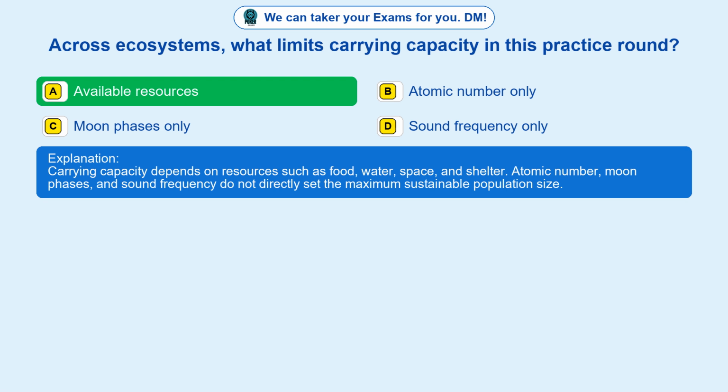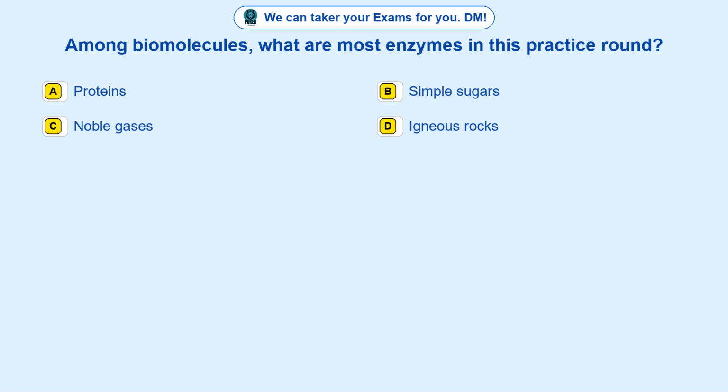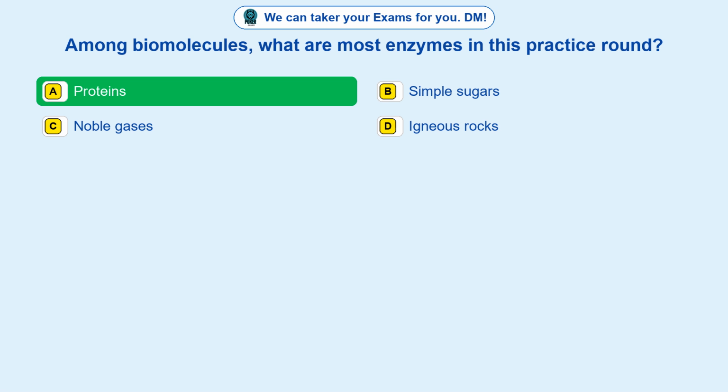Question 30. Among biomolecules, what are most enzymes in this practice round? Option A, proteins. Option B, simple sugars. Option C, noble gases. Option D, igneous rocks. The correct answer is option A.